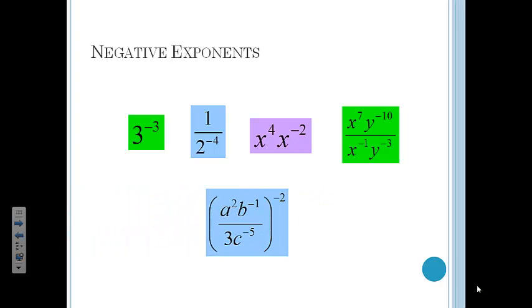In this case, we would distribute across the negative 2, so we would get a to the negative 4, which means it would be on bottom, a to the 4th on bottom. B to the positive 2, so it would stay where it is. 3 to the negative 2, so it's going to come up on top, which is going to make it a 9 on top. C to the 10th, so it would stay where it is.